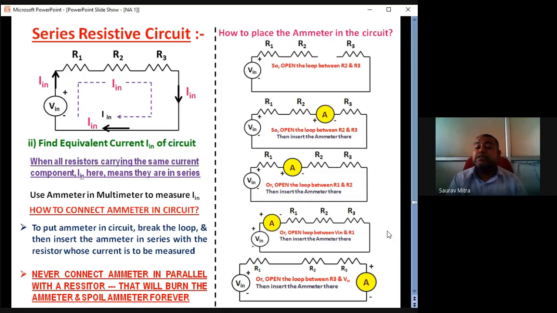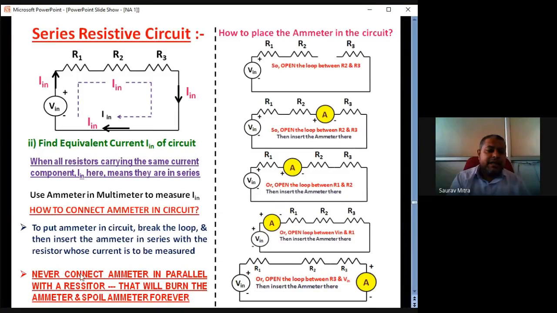And even if you do not know exactly how to connect it, if you connect the ammeter and get a negative reading, what does it mean? You have to remove the ammeter and invert the probes to get the positive reading. So this is a very important concept, that is how to connect the ammeter and which probe is to be connected where. This I wanted to tell you.